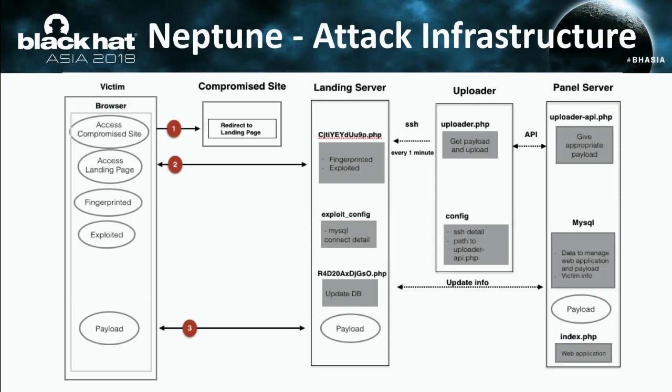Here, one interesting point is that they have a landing server and a panel server. Between these two servers, there is an uploader server, and this server's function is receiving the latest payload from the panel server, and this payload is posted to the landing server, and finally the victim is compromised. Due to time limitation, we just discussed the attack infrastructure of these three exploit kits, and in the white paper, we have detailed explanations of what the weak points are and how we can attack this exploit kit as well.